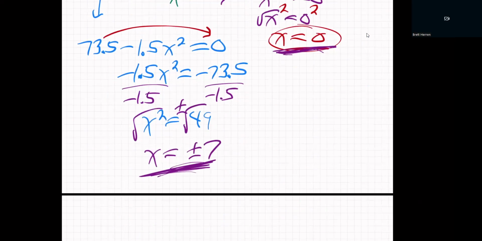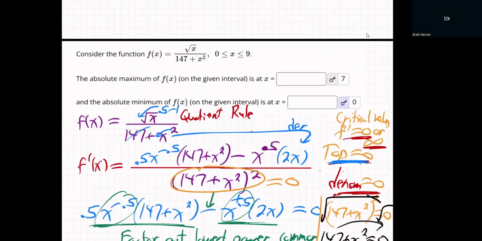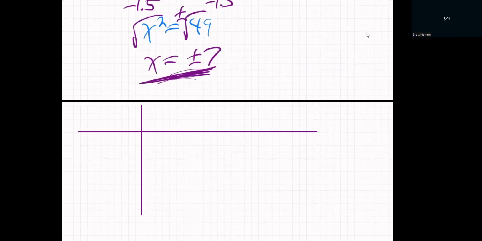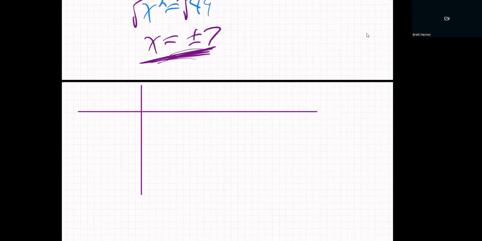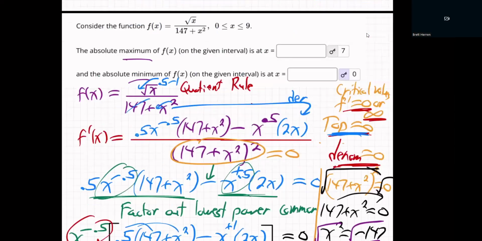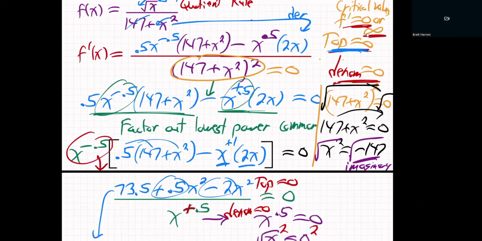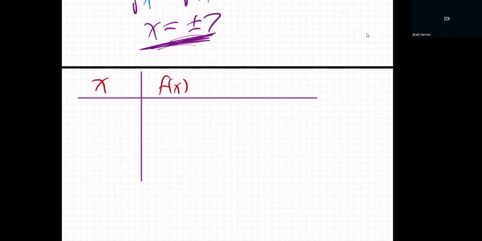So the only real answers are plus or minus 7 and 0. Now, what are we going to do with those? Well, to find the absolute max and min, we have to make a table. That's what we always do at the end of these. Step two is you make a table. So I'm going to make a table here, and it's going to have x values and then f of x, our original function, which is the square root of x over 147 plus x squared. That's an ugly function.